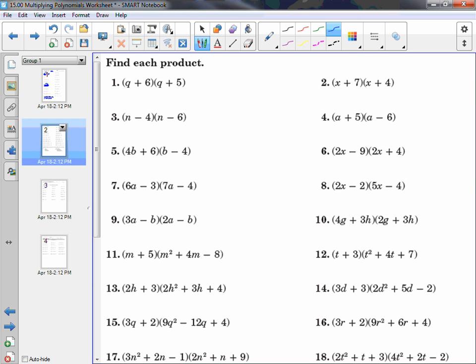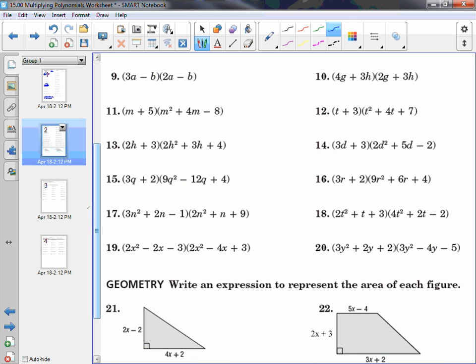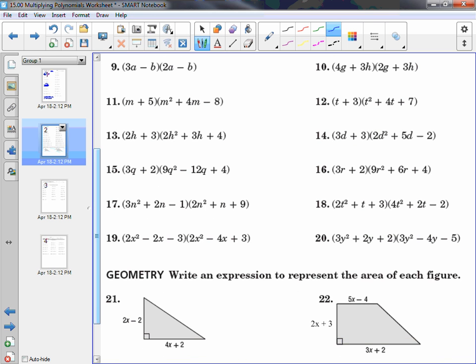All right. On page 2, you have more of the same. Let's do number 9. Because we need to be able to do ones with 2 different letters in it too, 2 different variables.